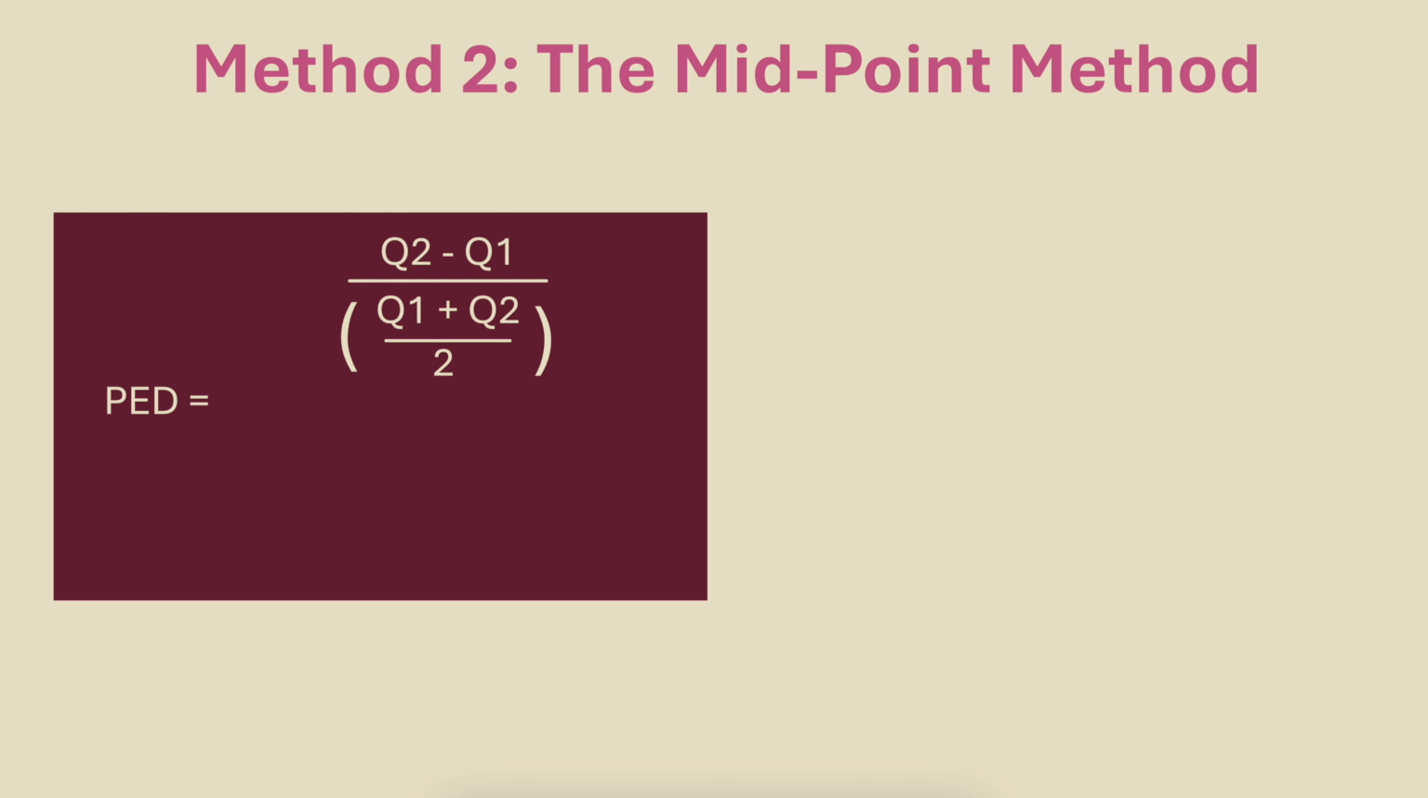And then, this is where it gets scary, we take all of that and we divide it by the same thing but for price. So we go the new price, P2, minus the old price, P1, over the average price, which is P1 plus P2 divided by 2. And that's it. I promise there's no more fractions on top of fractions on top of fractions. Right, let's look at an example.